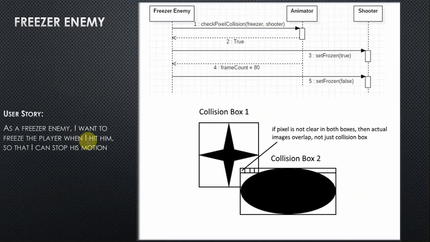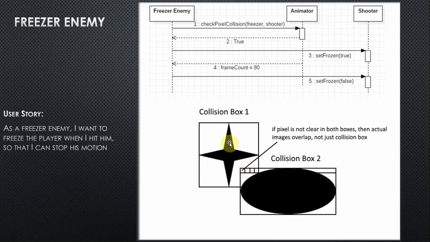As a freezer enemy, I want to freeze the player when I hit him so I can stop his motion. We can see with the state diagram what happens. Freezer enemy on every frame checks the pixel collision between the freezer and the shooter. This is a method I brought over from my OOP class, which does the following. You have a collision box around one image and a collision box around the second image using rectangles. However, we don't want this function to return true unless these two actual images are colliding.